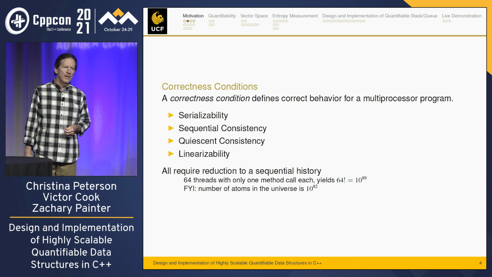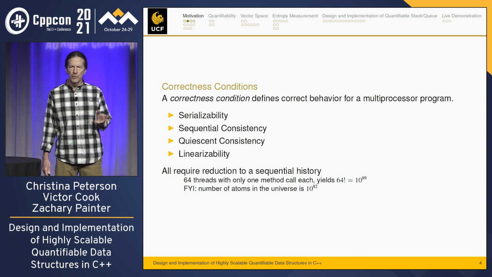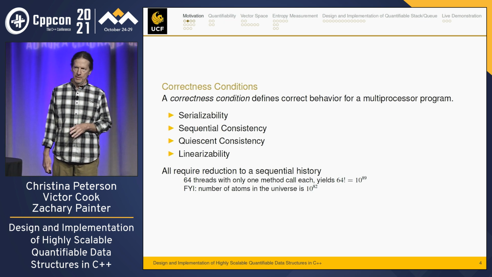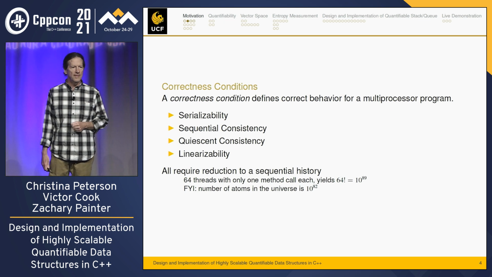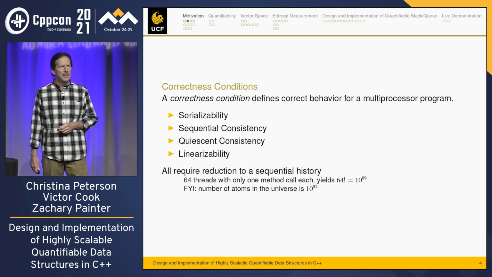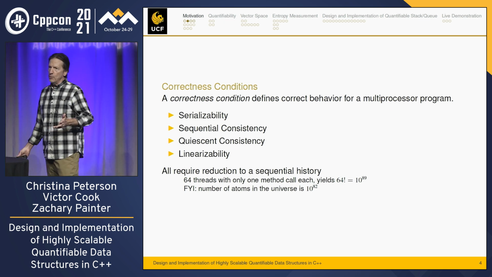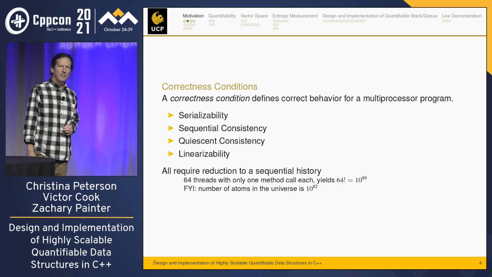First, let's consider correctness conditions, which have been around for some time, 3 or 4 decades, as a way of defining the correct behavior of multiprocessor programs. Serializability is one, sequential consistency, quiescent consistency, and linearizability. They all have something in common. They require reduction to a sequential history. And in the beginning, with 2 or 3 processors, maybe 4 if you were at a very expensive computing laboratory, then that wasn't such a big deal.